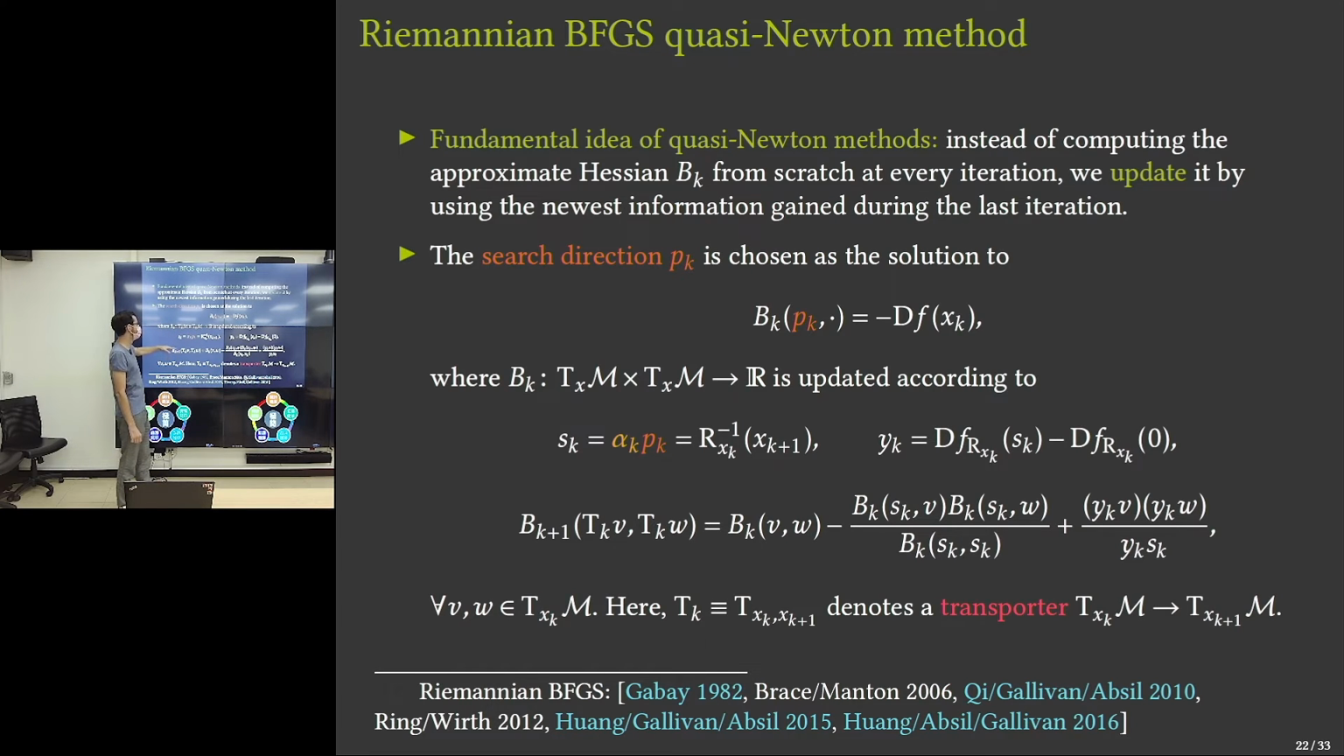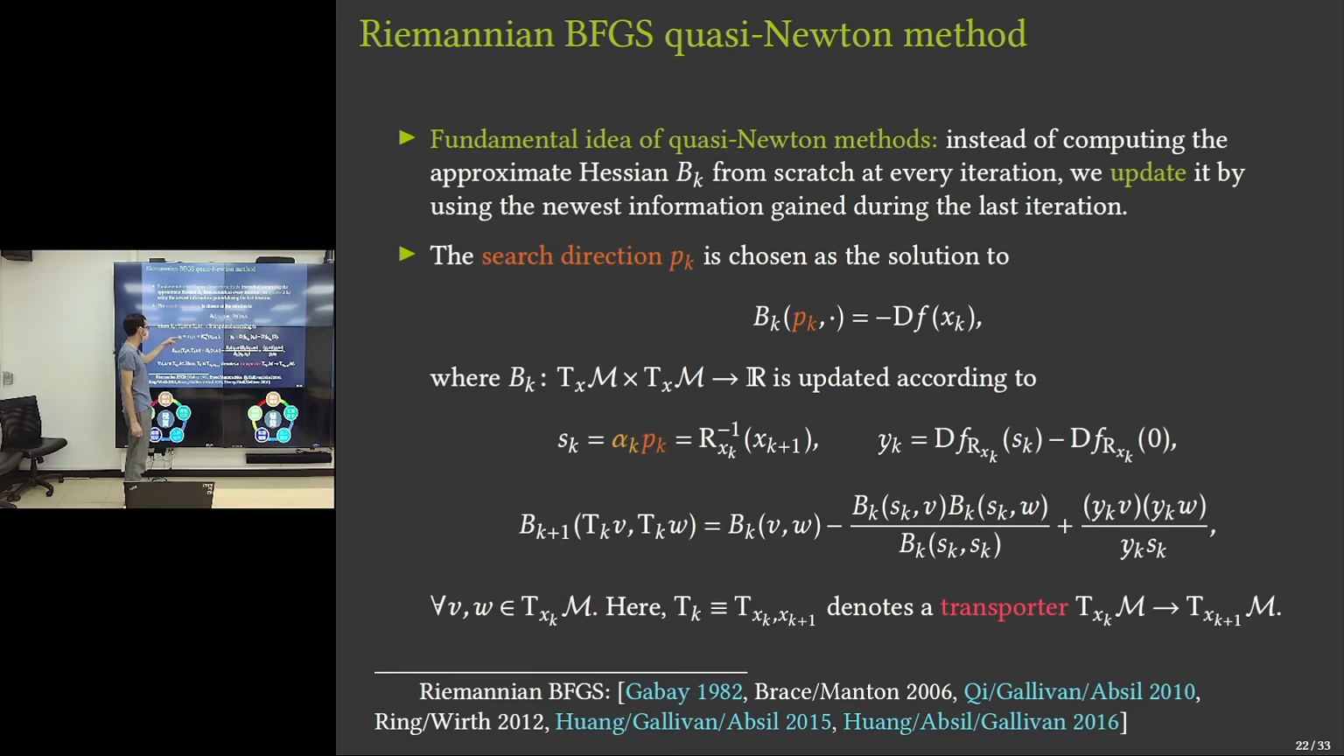So this is the mathematical statement of this sentence. We do not compute BK plus 1, the approximate Hessian at iteration k plus 1, from scratch. But we use BK, the approximate Hessian at iteration k, and we update it with these formulas. Now, we are going to see an analogy with the Euclidean setting.